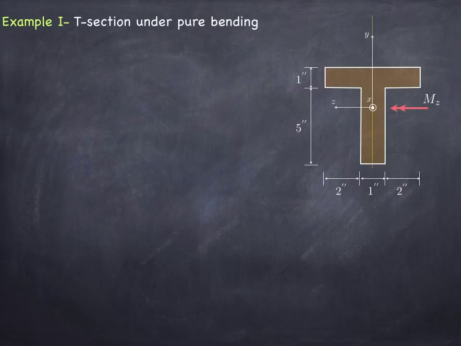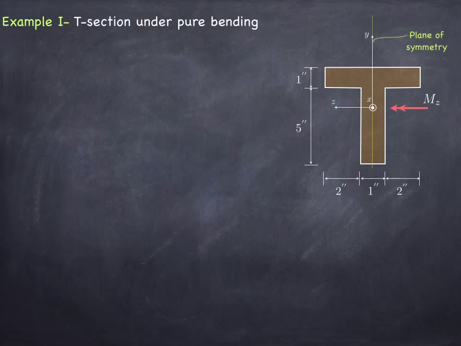Let us solve now a specific example with dimensions. So here I'm looking at a T-section. The flange of the T-section has a 1-inch thickness, and the web of the T-section is 5 inches long, and the other dimensions are given. The first thing I need to do is to determine where the centroid is.